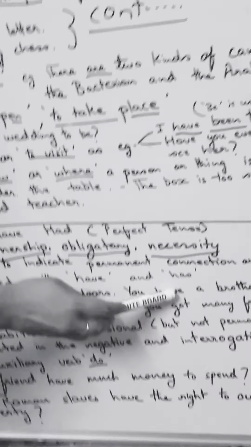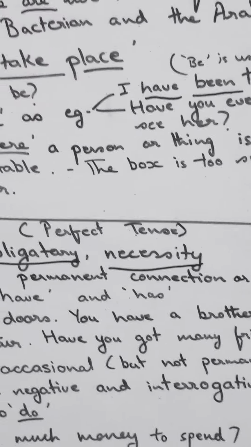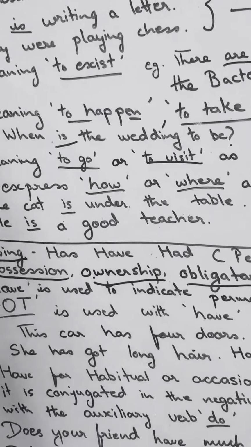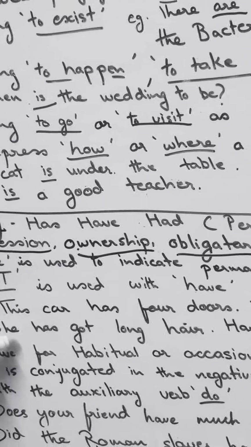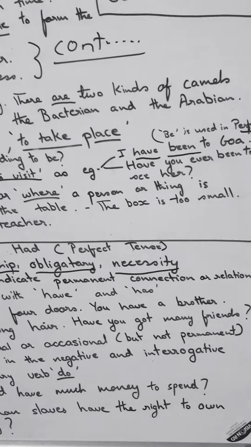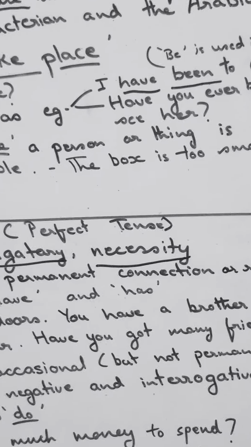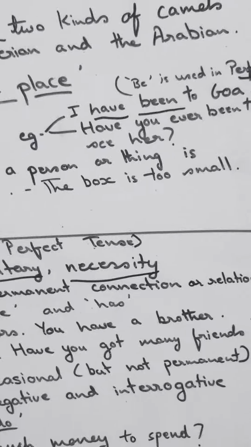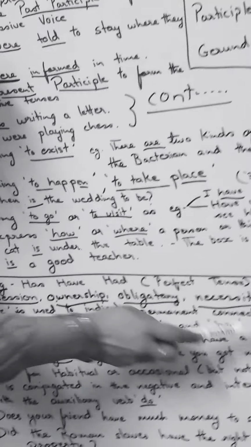Then, you have a brother. We are talking of simple perfect tense. She has got long hair. Compulsion, relation, permanent connection. She has got. We are talking of having form with got. Have you got many friends? Have got. So again, permanent connection or relation, have got.